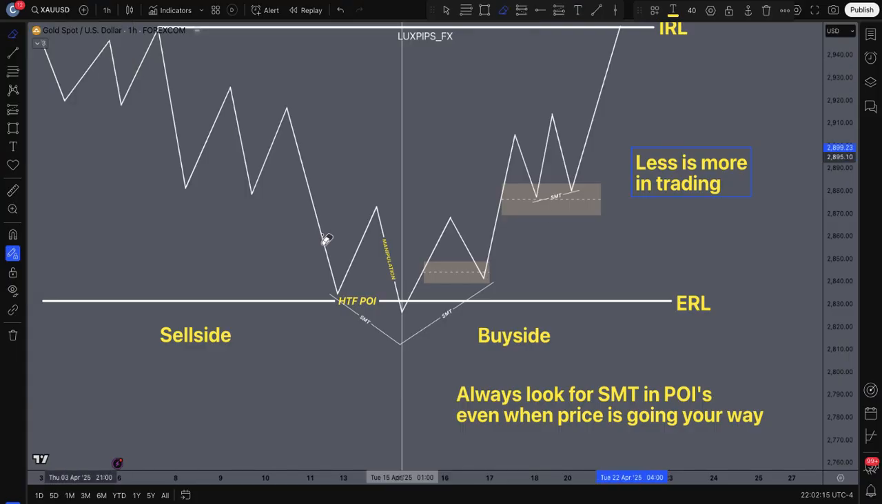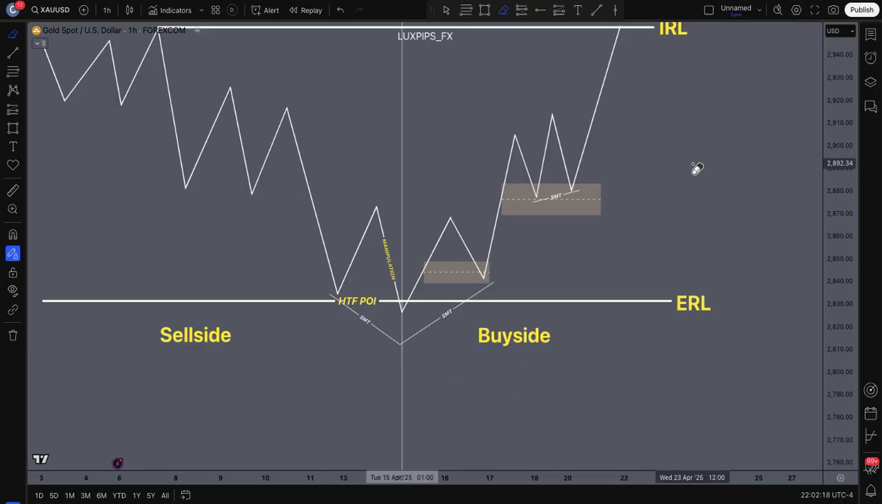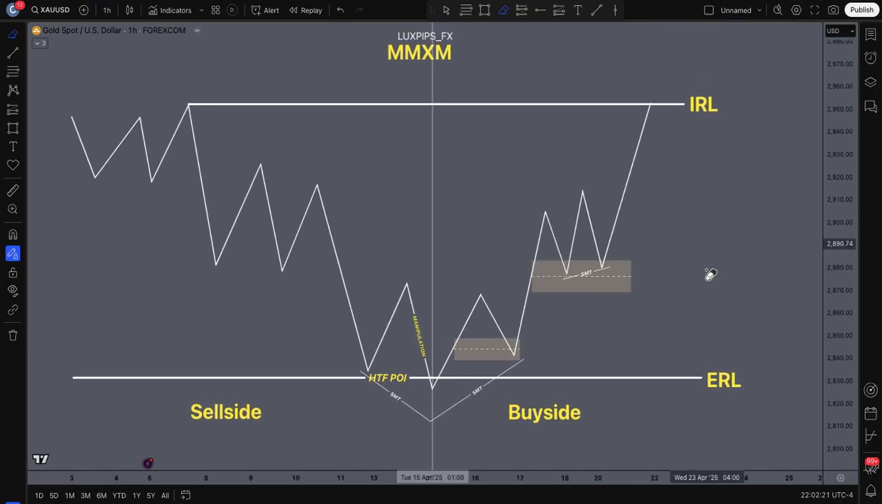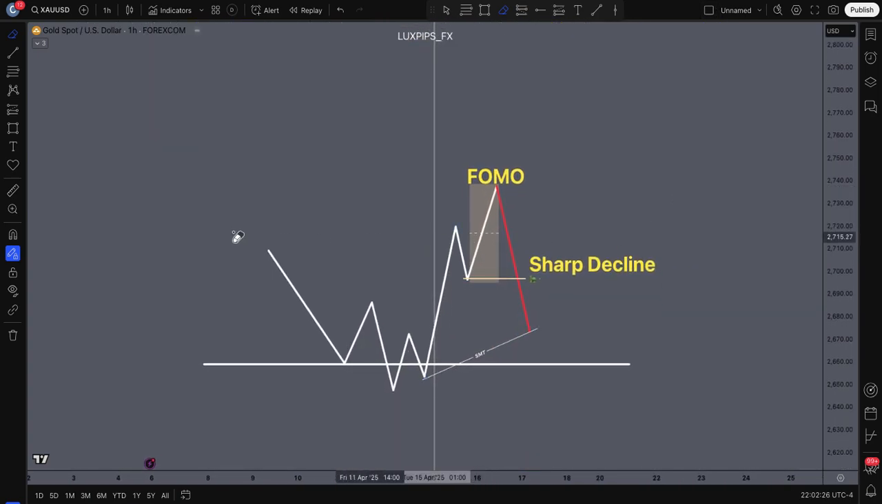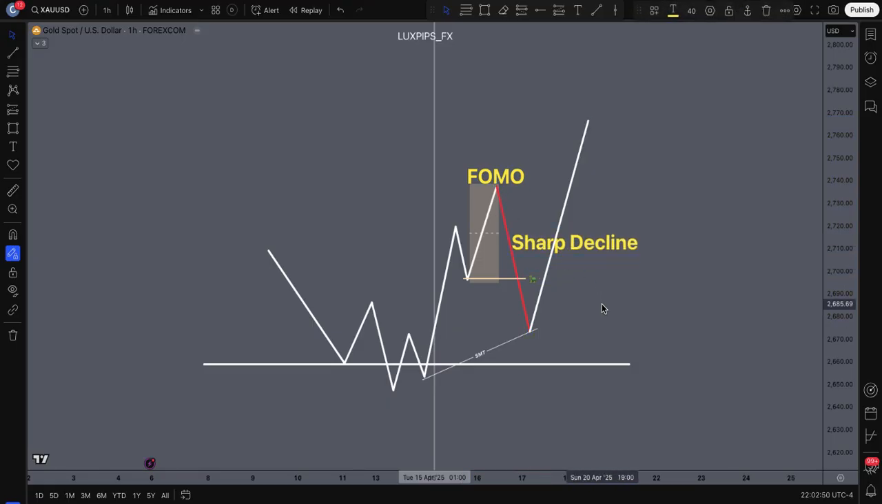Because one topic most gurus, I would say, or wannabe mentors, they don't touch up on is red news. Hold on, let me finish this illustration here. I'm sorry, I'm going off topic. After this sharp decline, you're gonna have SMT, and now you look for price to go your way. So for this lesson, don't buy here ever. Let price have a sharp decline first, and then you can buy it.